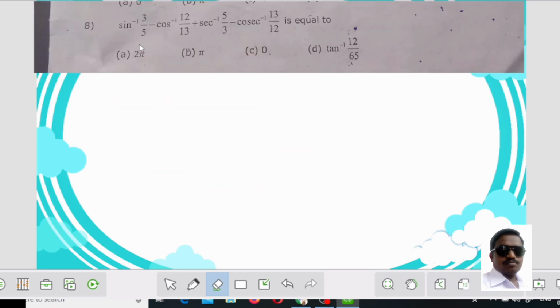Next one, the eighth question. Sin inverse of 3 by 5 minus cos inverse of 12 by 13 plus secant inverse of 5 by 3 minus cosecant inverse of 13 by 12 is equal to. So they are asking you to find the value of these 4 inverse trigonometric functions. Solve this. Write the expression first: sin inverse of 3 by 5 minus cos inverse of 12 by 13 plus secant inverse of 5 by 3 minus cosecant inverse of 13 by 12.